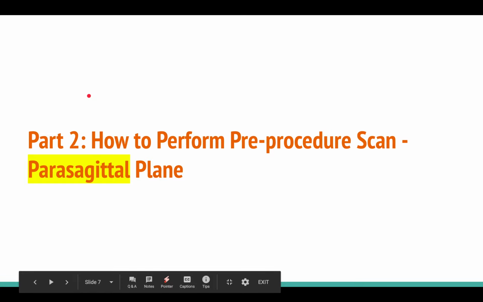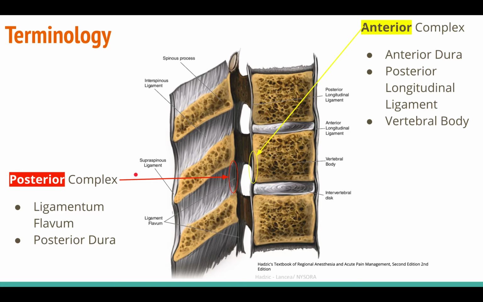Part 2 will focus on the scanning in the parasagittal plane. Before we go any further, I want to do a quick review on some vocabulary or terminology. The reason for this terminology is because under ultrasound it is oftentimes difficult to visualize different structures separately. Oftentimes they kind of group together.